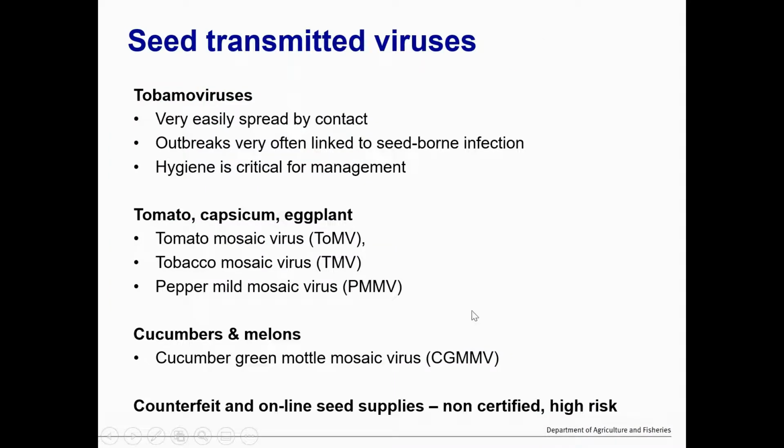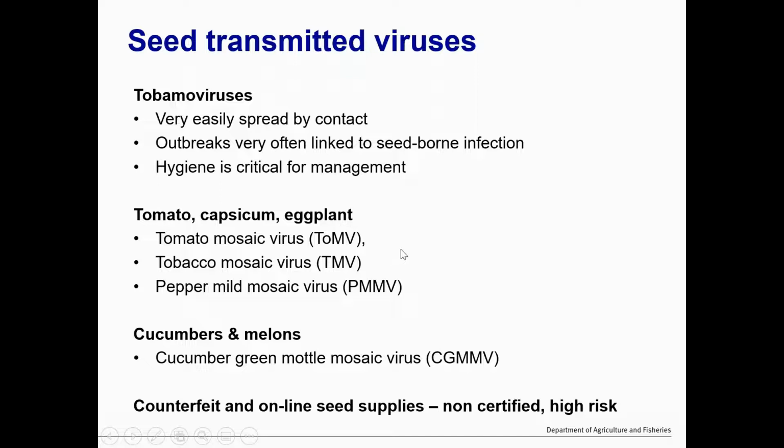So moving on to the last group, which are the seed transmitted viruses. Tobamoviruses are the most concerning of these because they're so easily spread once you've got them in the system. They're highly, highly contagious. They're often linked with seed-borne infections because they are highly seed-borne. Hygiene is critical for management of these viruses.